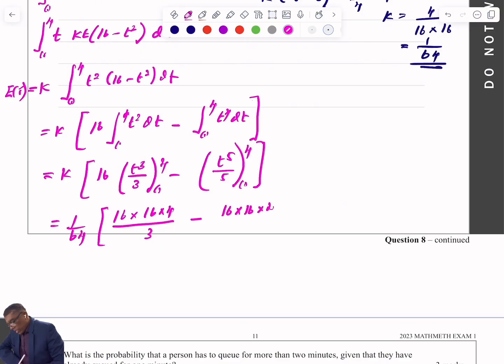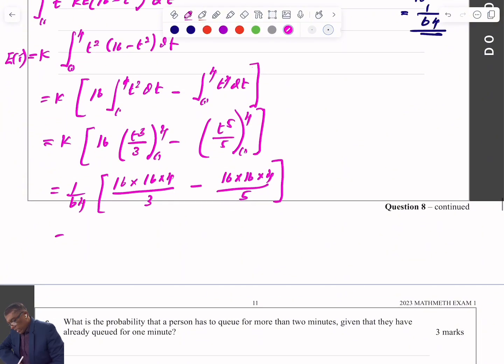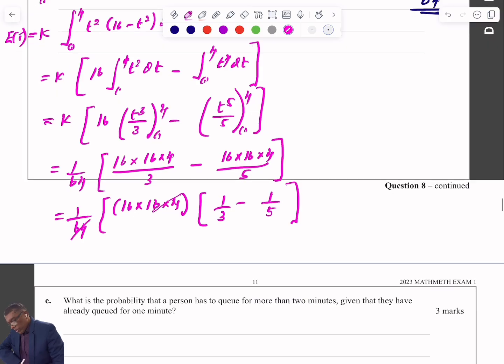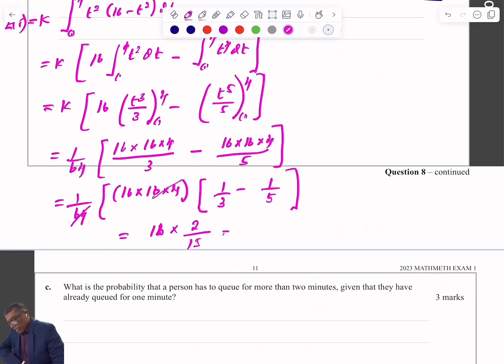1 over 64. Then if I take 16 times 4 as a common factor, 1 over 3 minus 1 over 5. We know that 16 times 4 and 64 can be cancelled. This is 16 times 2 over 15. The answer is 32 over 15.